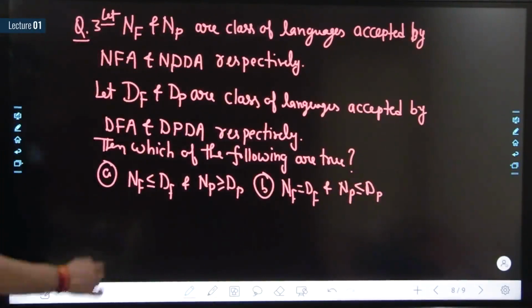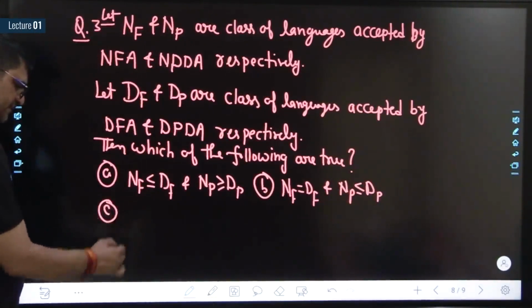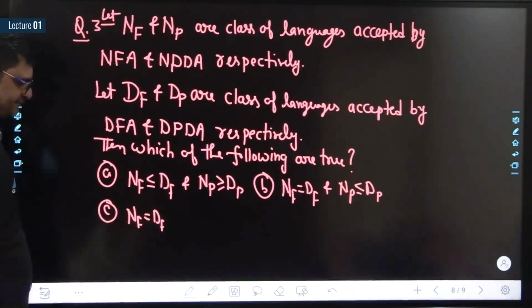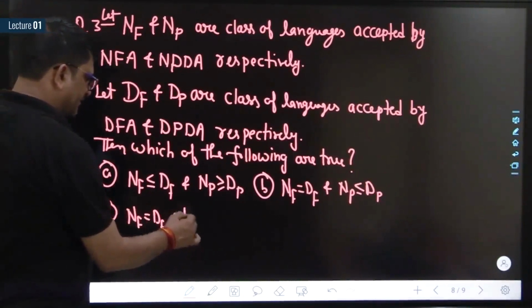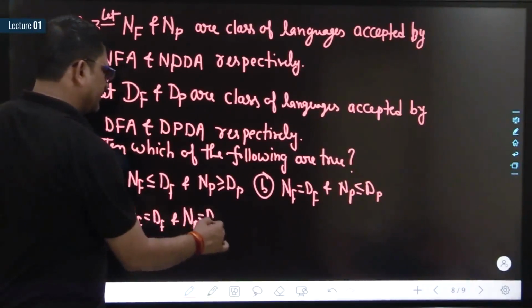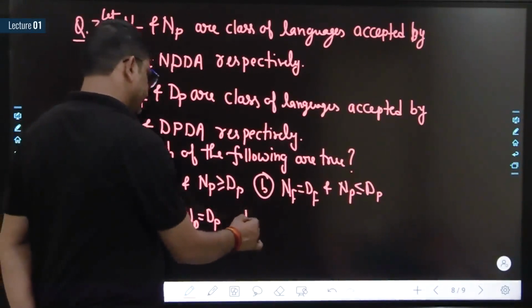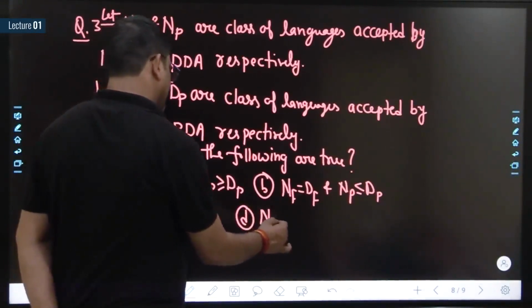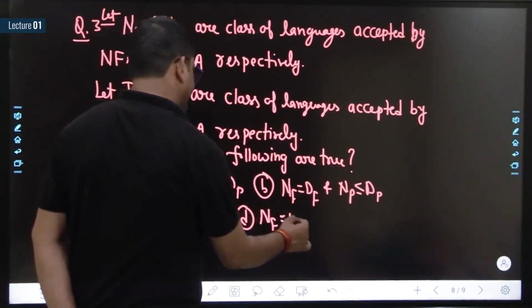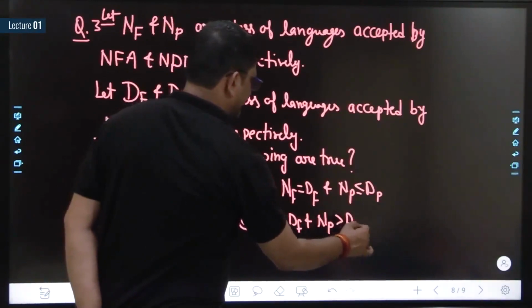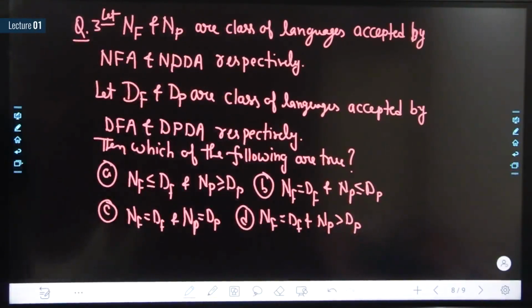Option C: NF equal to DF and NP equal to DP. Option D: NF equal to DF and NP greater than DP. Now check the options. Which one is correct?